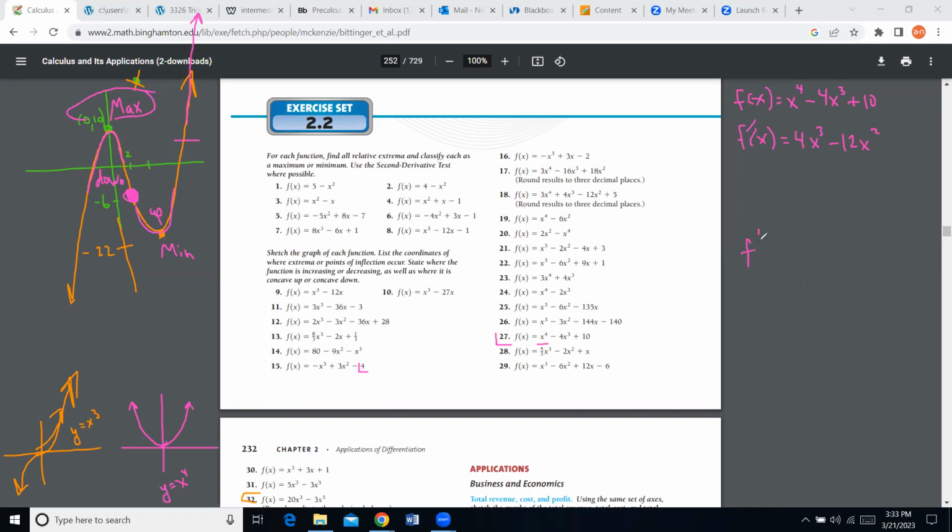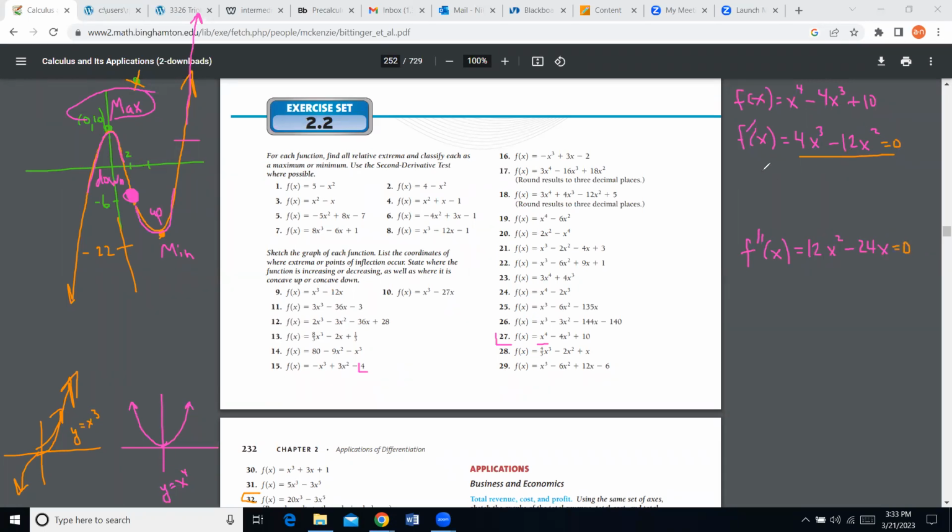Analogously, I'm going to find the second derivative, differentiate this again. So 3 times 4 is 12 with x squared, right? And then minus 12 and 2 is negative 24x. So I'm going to set both of them equal to 0 and get those special critical points.